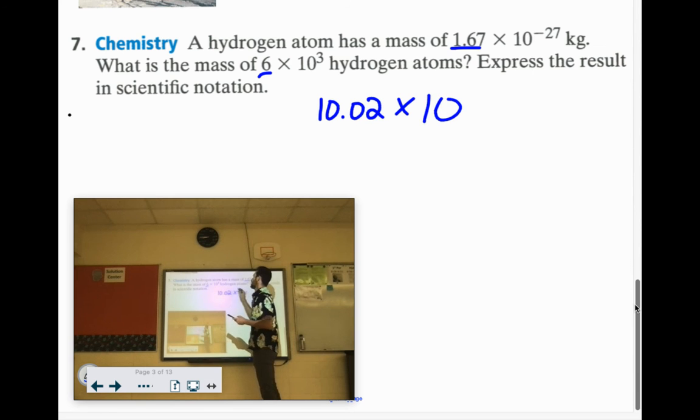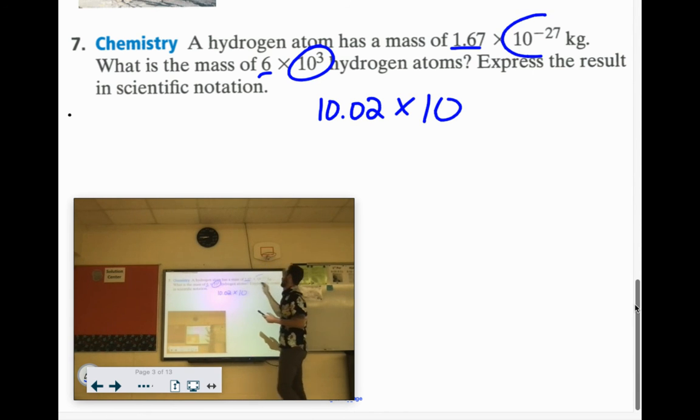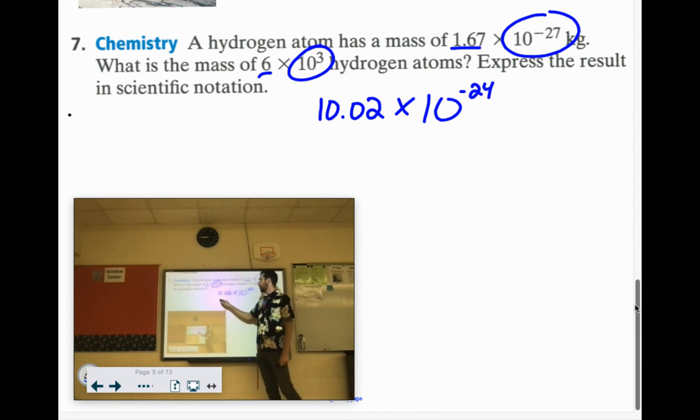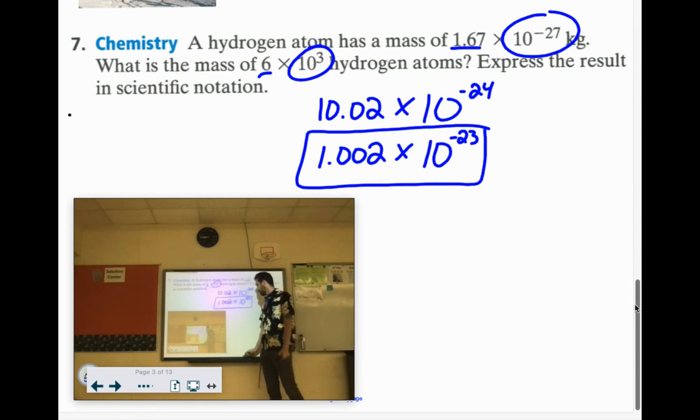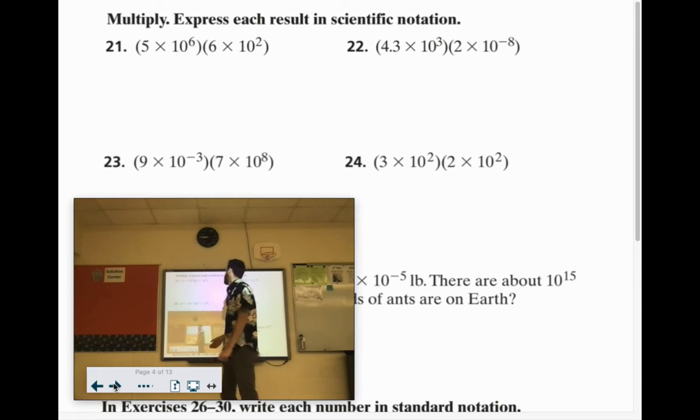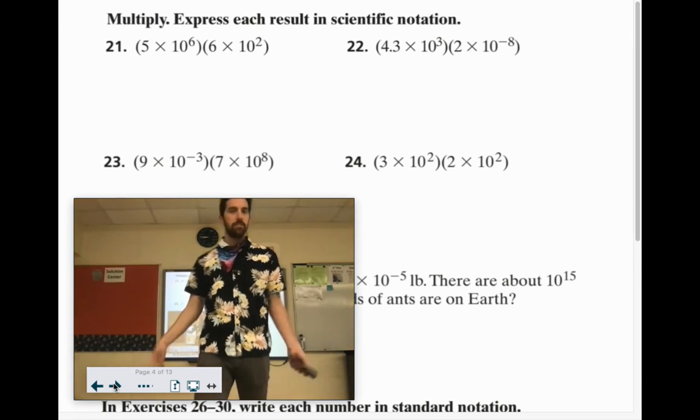And then for our tens, we have 10 to the 3rd and 10 to the negative 27. Negative 27 plus 3 is negative 24. This is not proper. We need to make this 10 smaller, 1.002. We made that smaller, we make the exponent larger. Negative 23 is larger than negative 24. Those negative ones can get a little trickier when you have to make them larger or smaller. So be careful. We did it.